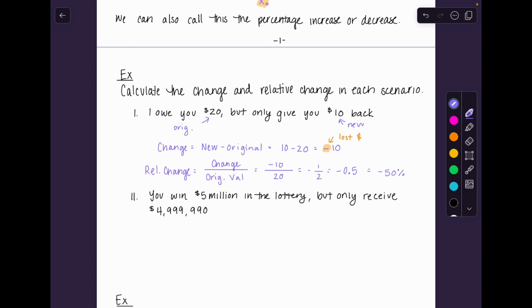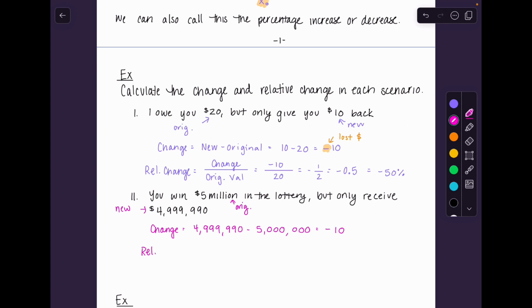Now we'll do the same thing with the second scenario. You win $5 million. So in this case, this is our original value. It's what we should have gotten back. But we only received $4,999,990. So this is our new. So when we do the change, it's the same situation. It's going to be the new value minus the original, which is 5 million. So the exact same change, -$10. We've lost money from what we should have gotten.